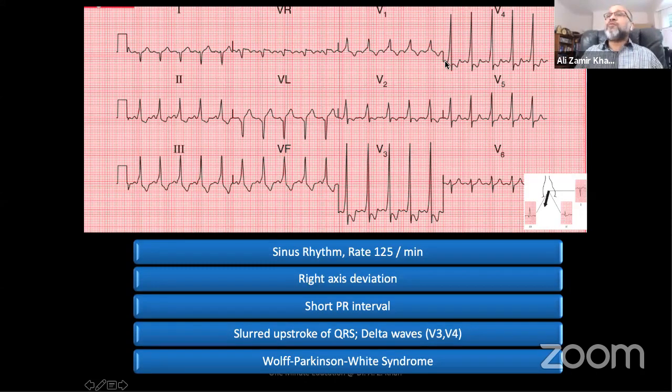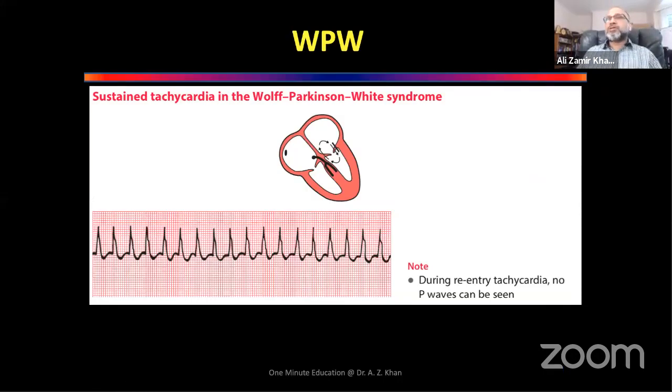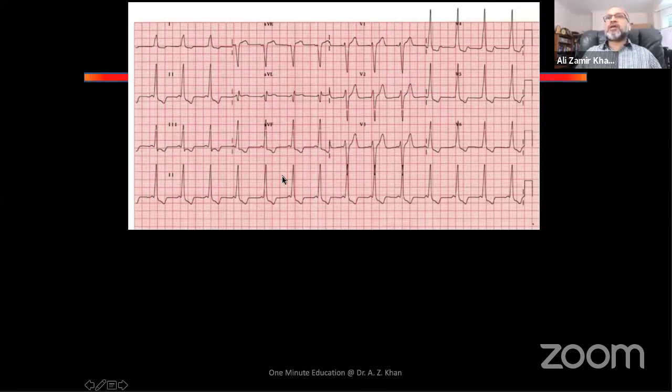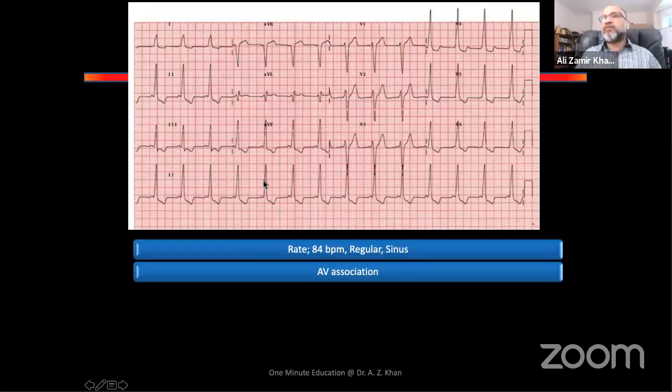So the presence of a delta wave and right axis deviation is usually indicative of WPW, okay? So this is what happens in a WPW. There is an extra focus of stimulation, which causes what is called a re-entry tachycardia. So you can't really see the P waves. Again, see in this one, slurred uptake. Yeah, slurred uptake. So that's a delta wave, yeah?